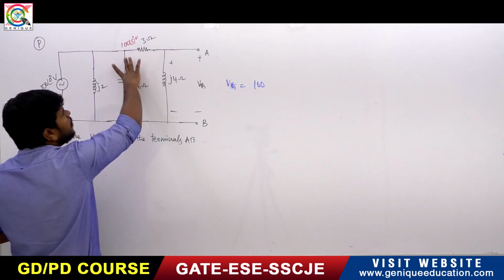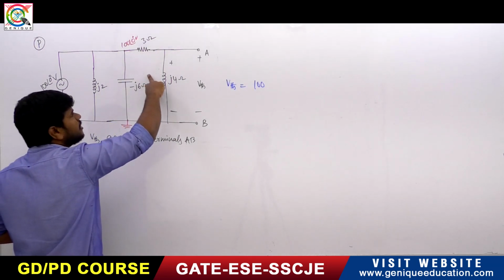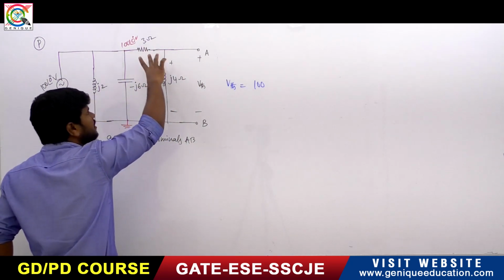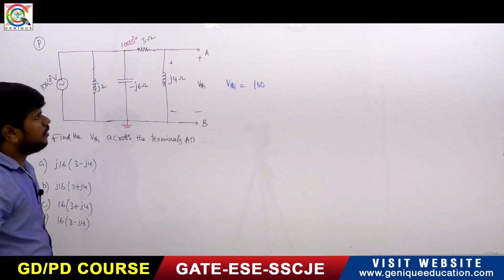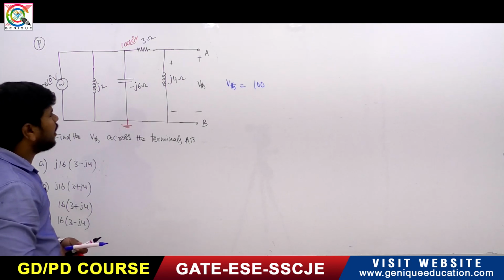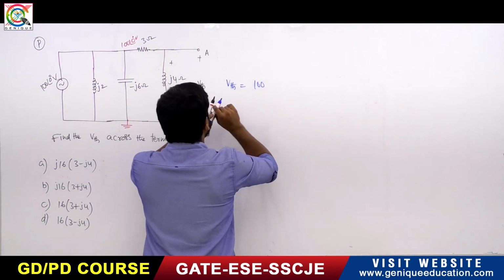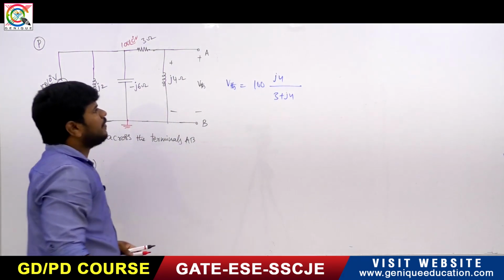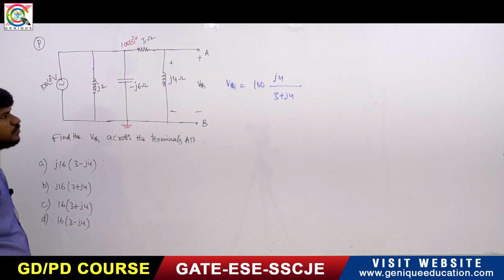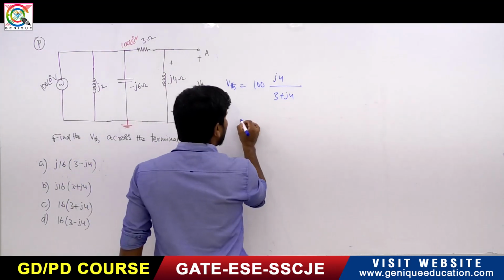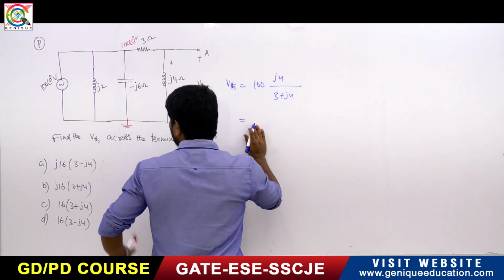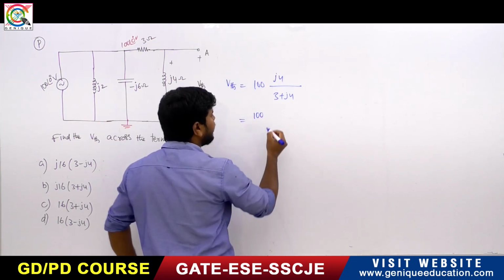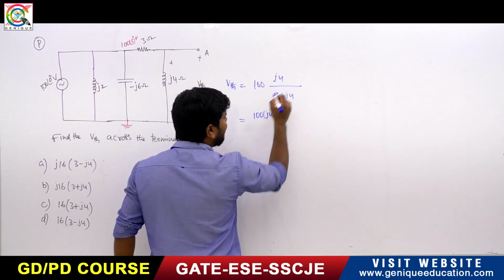So this 100 volts is divided between this 3 ohm resistance and the J4 ohm reactance, because it is an open circuit, right? So here 100 into, apply the voltage division principle. It is J4 divided by 3 plus J4. Right? So here you can write this as 100 into J4.